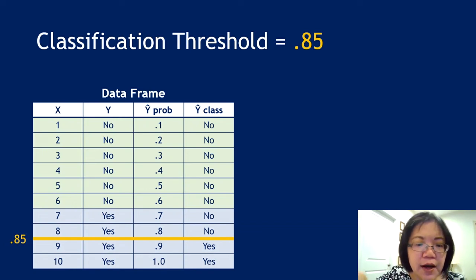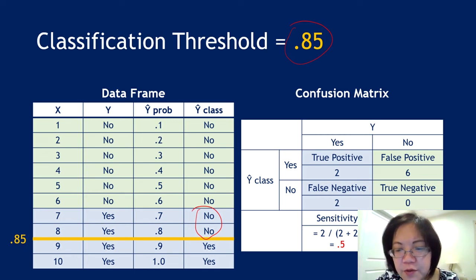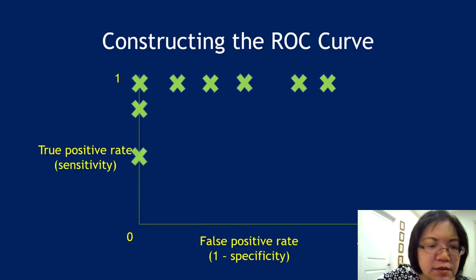At 0.85, we now have 2 false negatives. So the 2 false negatives over here are hurting my sensitivity rate. Now I'm down to 0.5. My false positive rate is still 0. So that's my 0.5 here. Okay, so this is the 0.5 true positive rate. The threshold is 0.85.